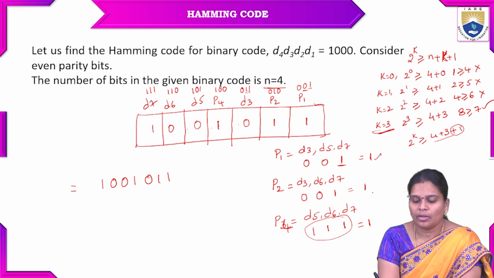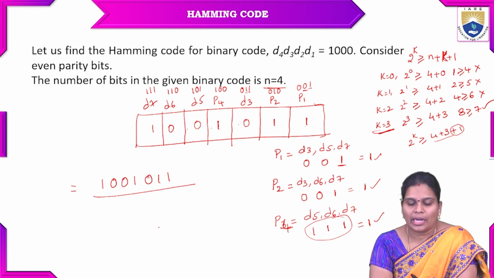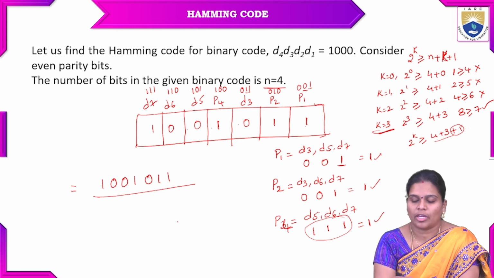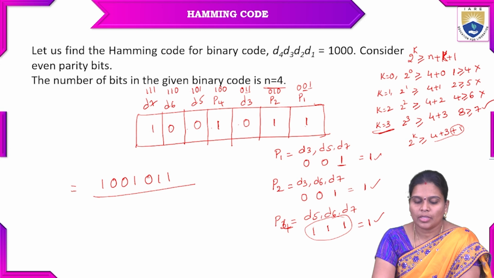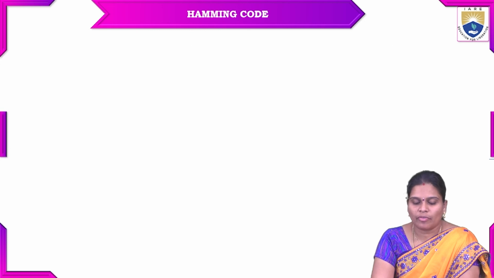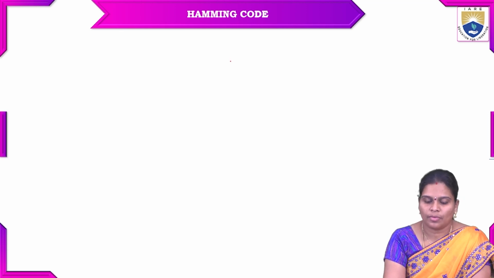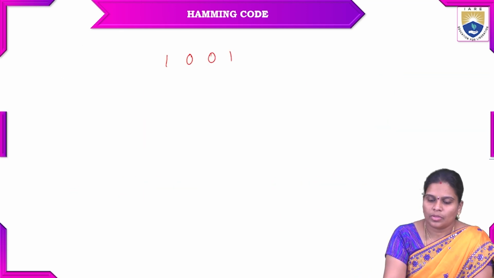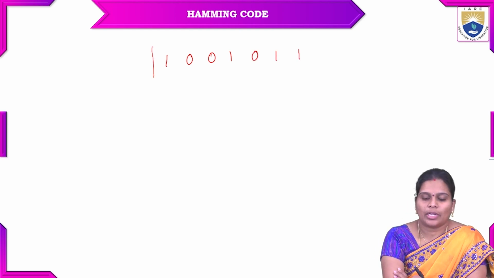So P1 value is 1, in that place P1 we write 1, P2 is 1, P4 is 1. So the total data is 1001011. This is the error detecting code. Here we are finding the parity bits. So 1001011, this is the total data.